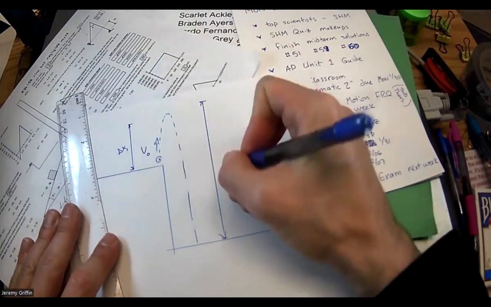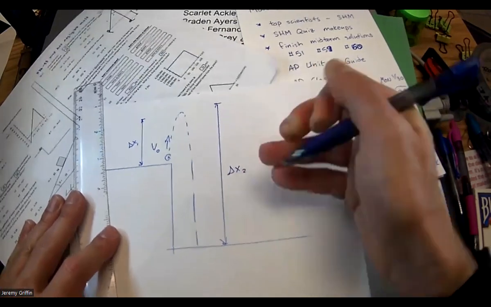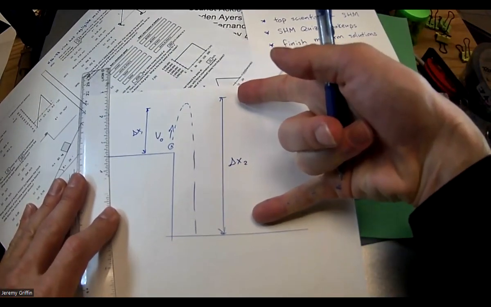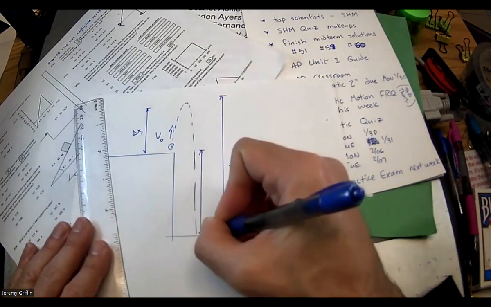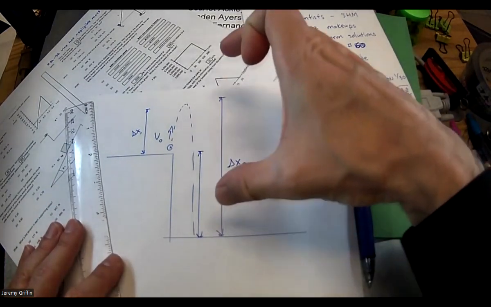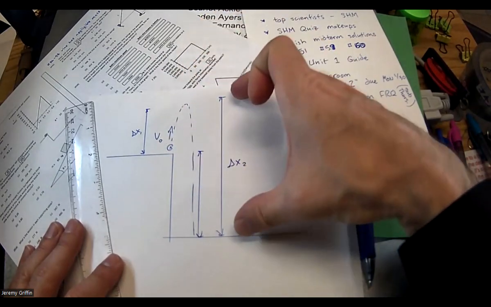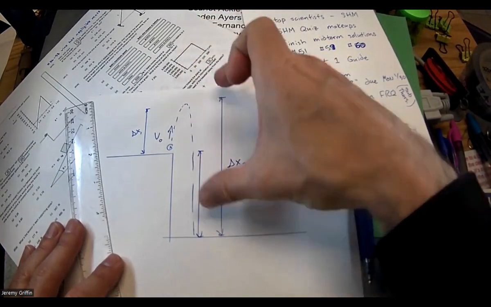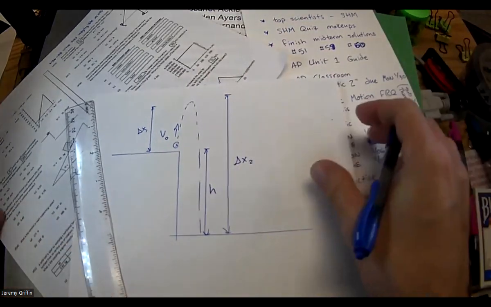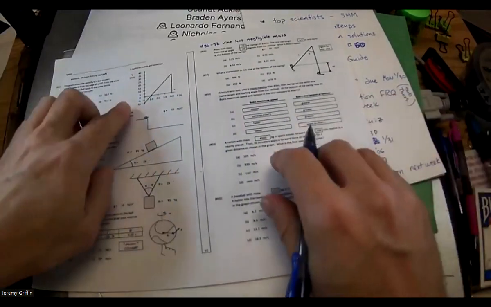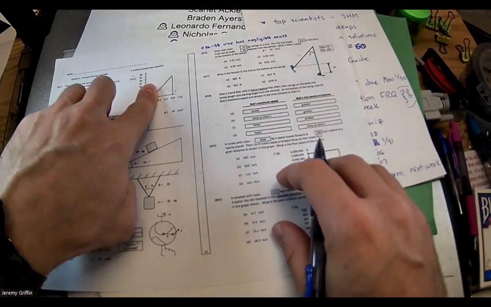So delta x1, delta x2, there's the big triangle right there. And then the actual question was, what's the height of the cliff? One way to do that is x2 minus x1, or you could say the big triangle minus the little triangle on the graph tells you the height of the cliff, h. Or if you like, this trapezoid right here, it's the same thing.